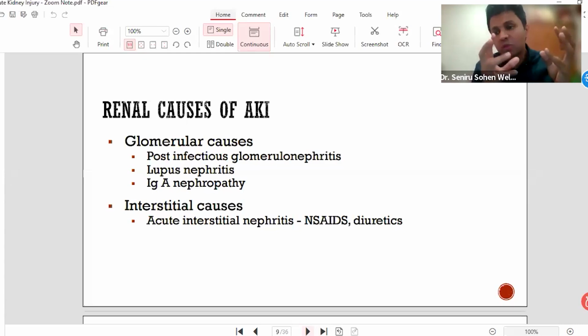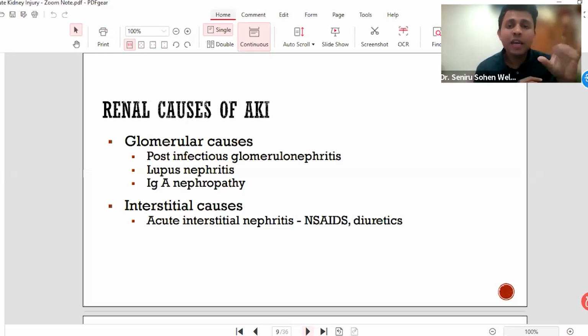When the red cells pass through the damaged glomeruli, they can break and manifest as dysmorphic red cells. Important causes of acute kidney injury that are nephritic in picture would include post-infectious glomerulonephritis, which is very common in children, lupus nephritis, which occurs in SLE, and IgA nephropathy. All these are causes of CKD also, but they can cause AKI. In contrast, having an AKI in nephrotic syndrome is rare, but you can have it.